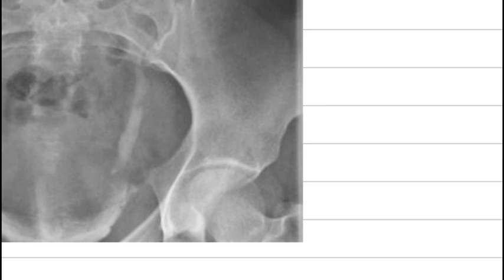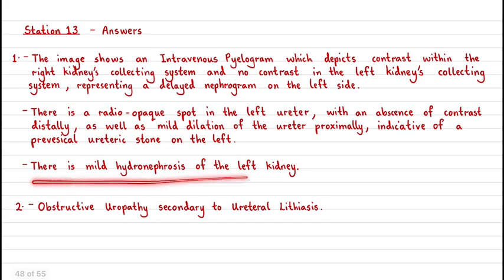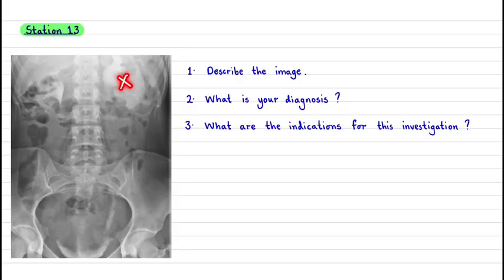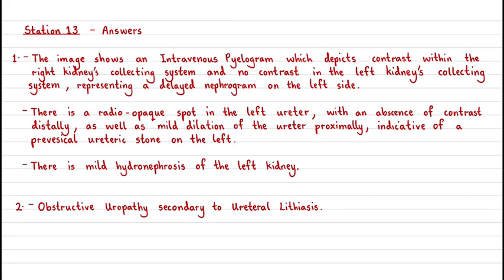on the left. And then there is mild hydronephrosis of the left kidney. So the left kidney is right here. I'm sure you can see that the renal pelvis is slightly larger compared to the one this side. So this is the mild hydronephrosis I was talking about on the left kidney. Number 2, what is your diagnosis? So this is obstructive uropathy secondary to ureterolithiasis.